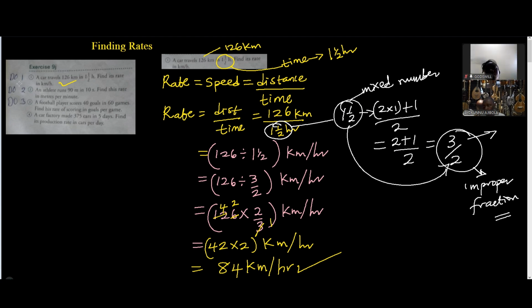Now let me try to move the second question to the next page so that we can look at the solution. This one says an athlete runs 90 meters in 10 seconds. Find the rate in meters per minute. Okay, look at this. This is a tricky one because it's saying per minute and we've been given time in seconds. So you have to pay attention to this.